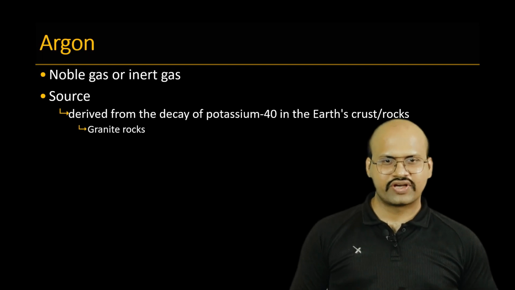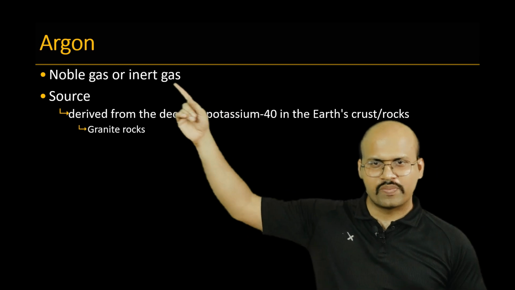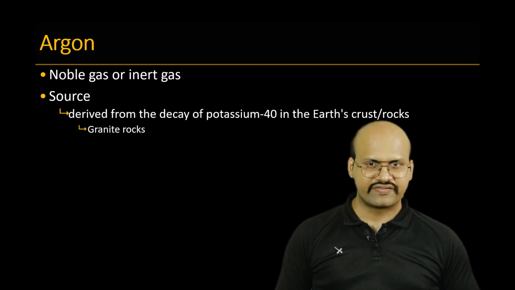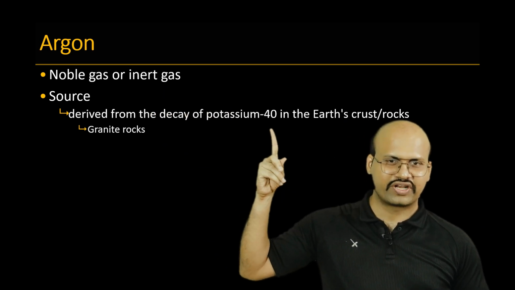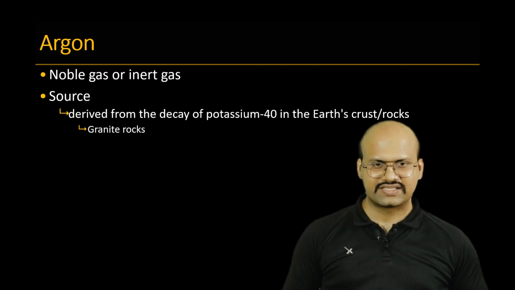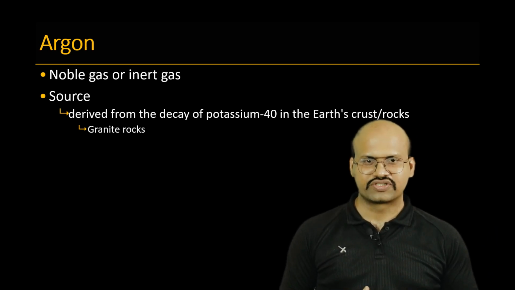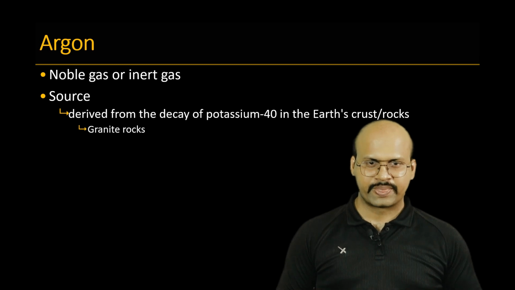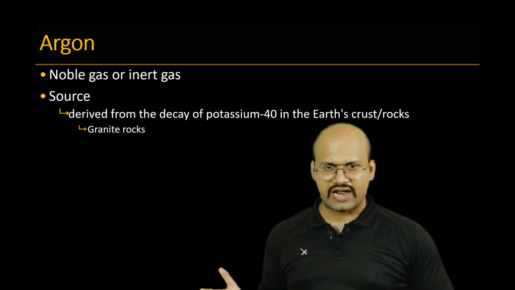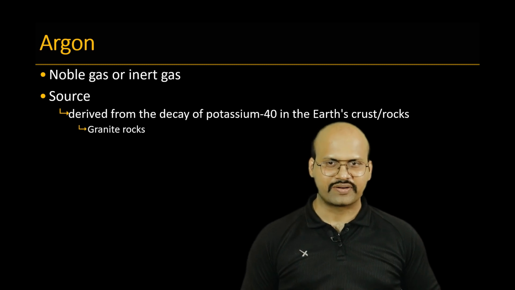Argon. Argon is also an important permanent gas, and it is a noble and inert gas, and it is derived from the decay of potassium-40 in Earth's crust. So basically it is emitted by a radioactive process in our rocks, and it is released in very small fraction. Therefore you see that argon is present in a small fraction in our atmosphere.